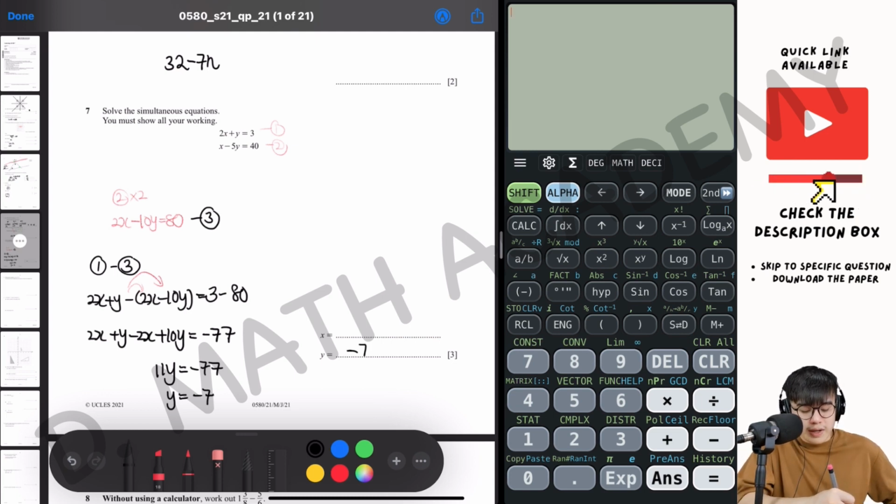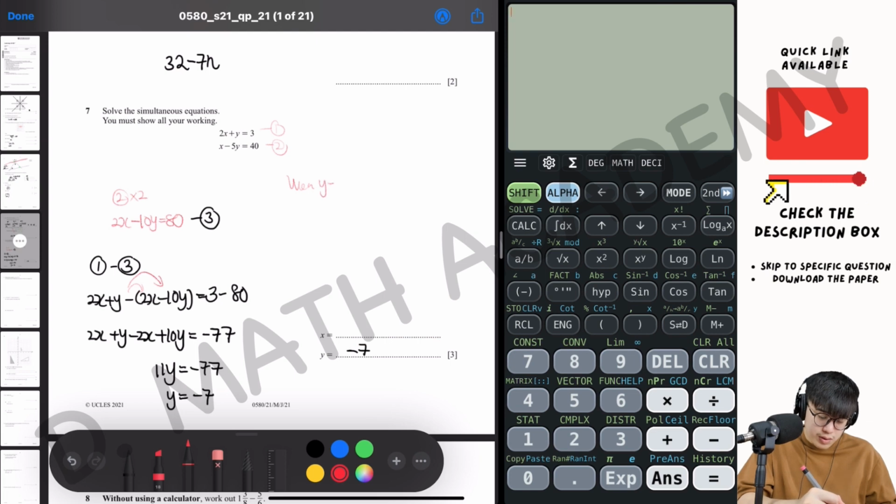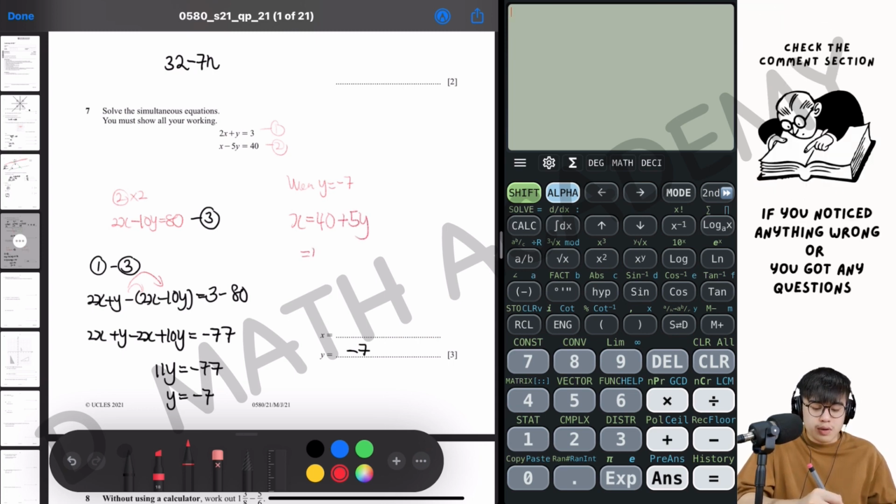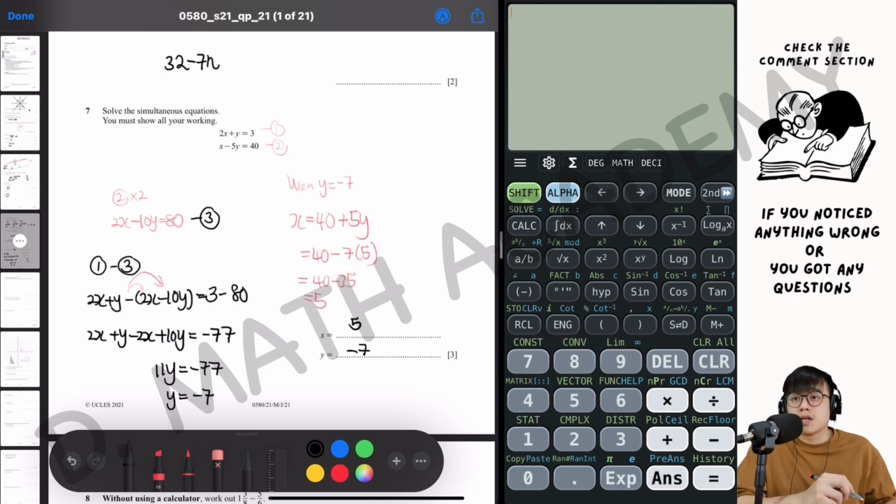So since your y is negative 7, your x will actually turn out to be, okay, I substitute this into my equation 2. And I got my results as this. You actually get 5 for it. So that's how you identify the results here for question 7.